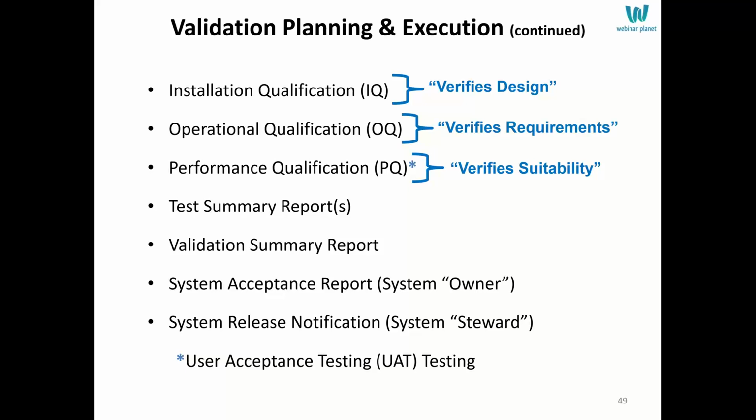The system notification release. This is from the system steward, whoever is responsible for notifying stakeholders that the system is available in production. And note that PQ is also called user acceptance testing. These terms are one and the same, UAT and PQ.